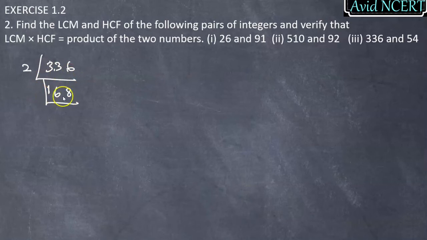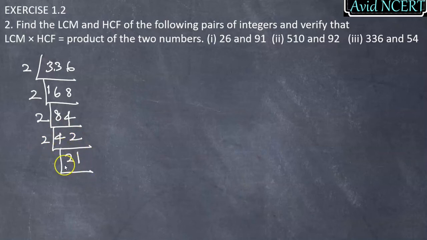Now again, it is ending with 8, so it will be divisible by 2. 2 8 times is 16 and 2 4 times is 8. Again it's ending with 4, so 2 4 times is 8, 2 2 times is 4. Again it's ending with 2, so 2 times is 4 and 2 1 times is 2. Now this is 21, ending with 1, so it will not be divisible by 2. So next, let's try with 3. So 3 7 times is 21 and 7 is a prime number, so 7 1 times is 7.